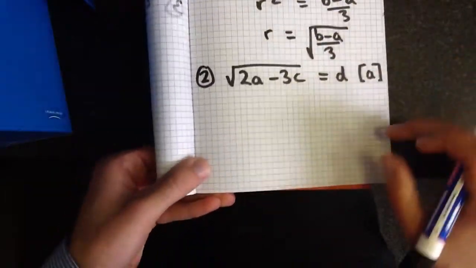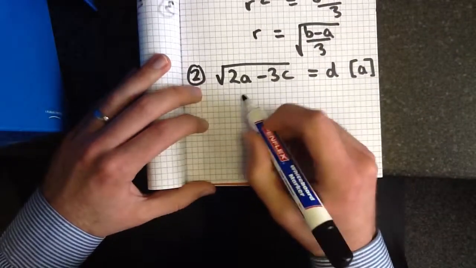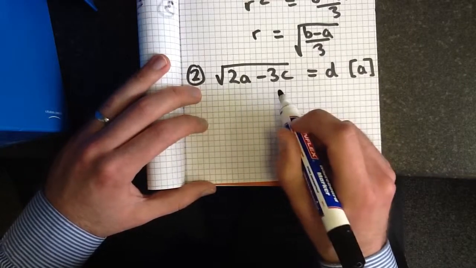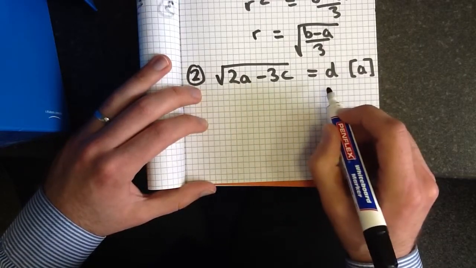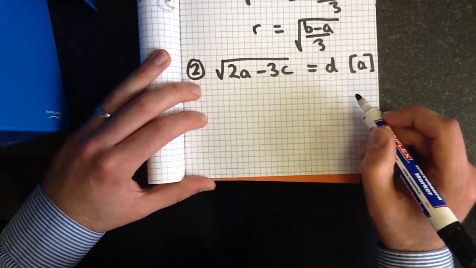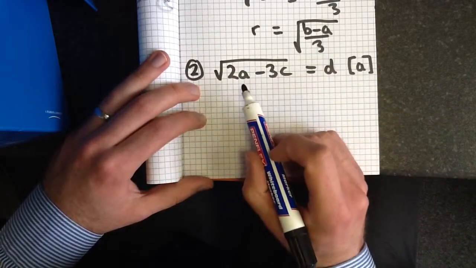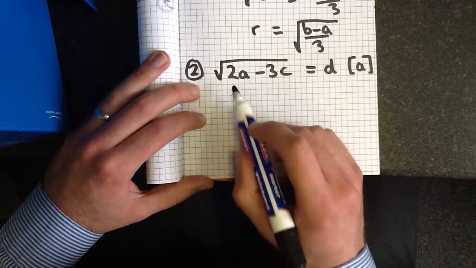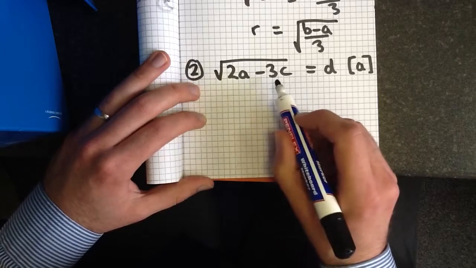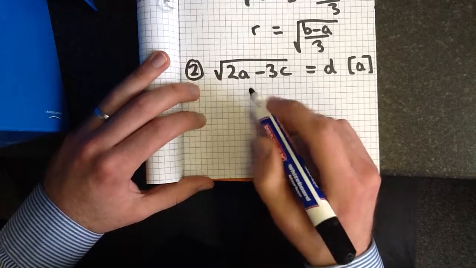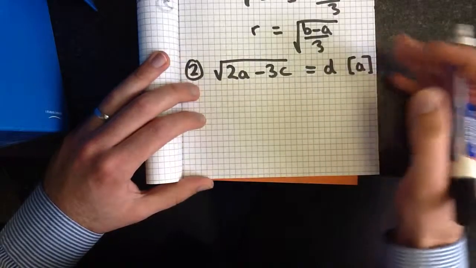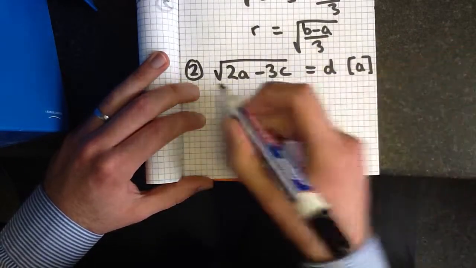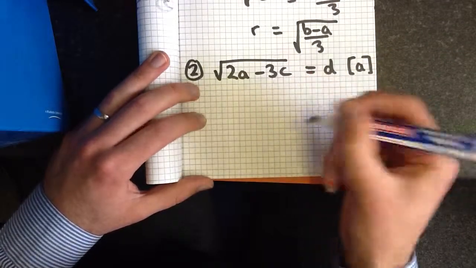Example 2, this time I've got the square root of all of 2a minus 3c equals d, and I want to make a the subject of the formula. So again, look at what I've done to a. I've doubled it, then taken away 3c, and then square rooted that whole answer. So again, I'll work in reverse. To undo square root, I square both sides.